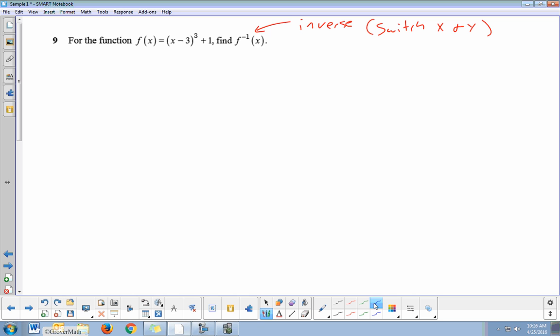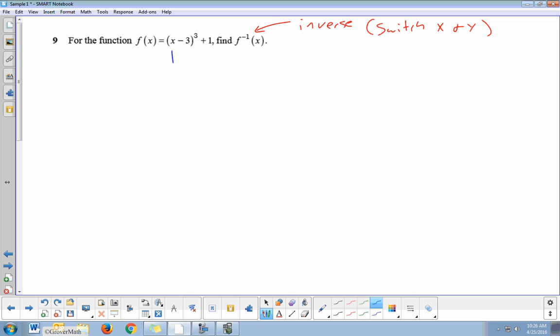We tend to say opposite, which can be true, like the inverse operation of addition is subtraction. But always try to remember that inverse. When you see that word or that symbol, think switch x and y. So the way to do an inverse function or an inverse equation is to switch x and y.